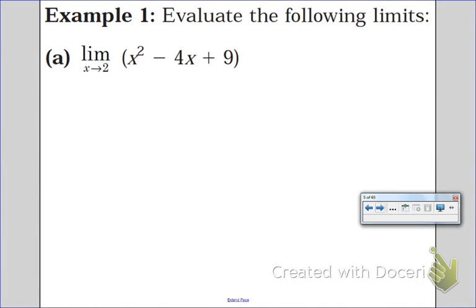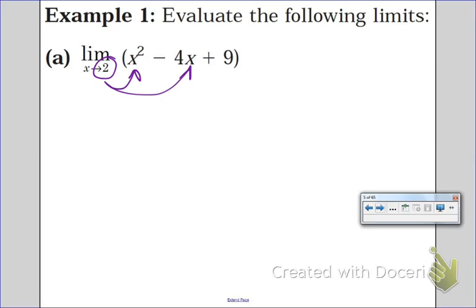Example. Remember, first one, substitution method. So just take x equals 2 and plug it into that function everywhere you see an x and see if it equals something nice and pretty. All right, drum roll. 2 squared minus 4 times 2 plus 9 is?